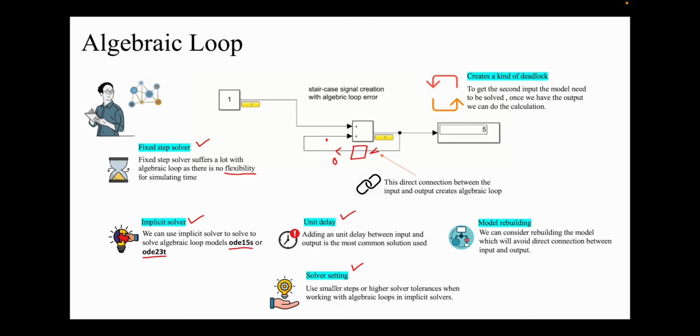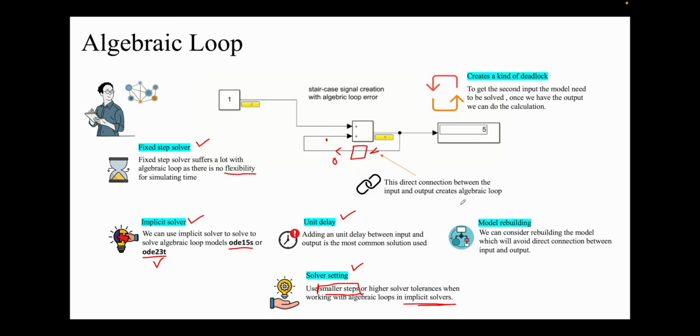The fourth solution could be using different solver settings. You can use smaller step times, and high tolerance solvers like ODE15s or ODE205. When you work with this type of algebraic loop, mostly we will be using the implicit solver with a smaller step time to solve this type of issue.